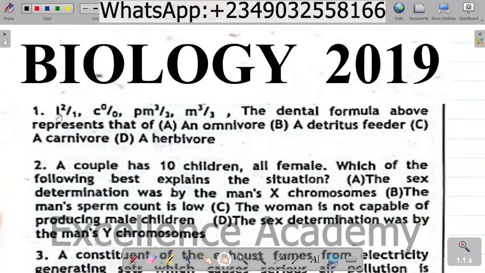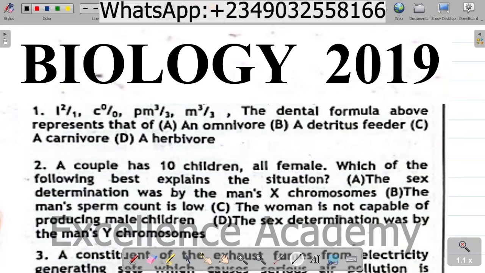Question 1. I 2/1, C 0/0, PM 3/3, M 3/3. The dental formula above represents that of A. An omnivore, B. A detritus feeder, C. A carnivore, D. A herbivore. The correct answer is not here.